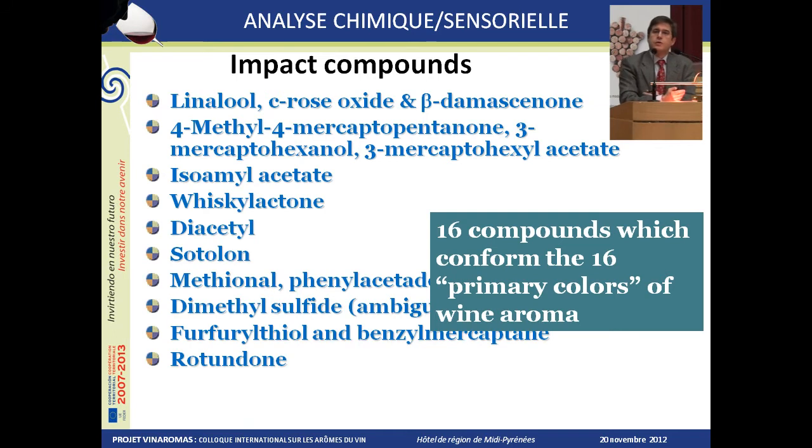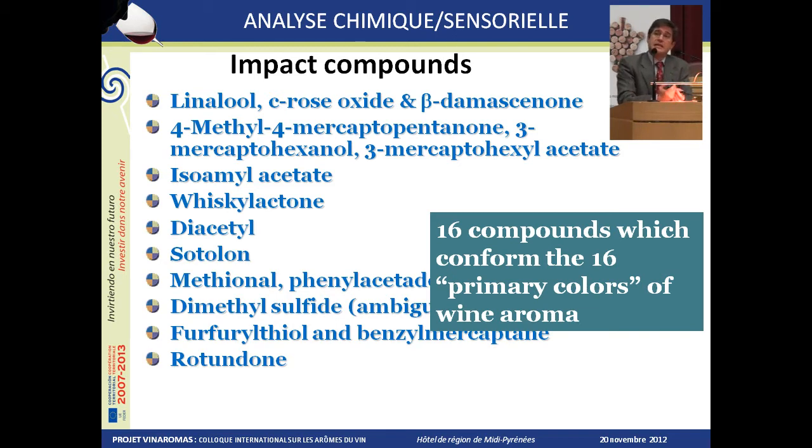So, which ones are the impact compounds? Three compounds derived from the grape: linalool, rose oxide, beta-damascenone; again, three mercaptans also derived from the grape; isoamyl acetate, of course, whiskey lactone, diacetyl, sotolon, methional, and phenylacetaldehyde that play quite an ambiguous role. Dimethyl sulfide that as well can play an ambiguous role. Furfuryl thiol and benzene mercaptan, and of course, rotundone.